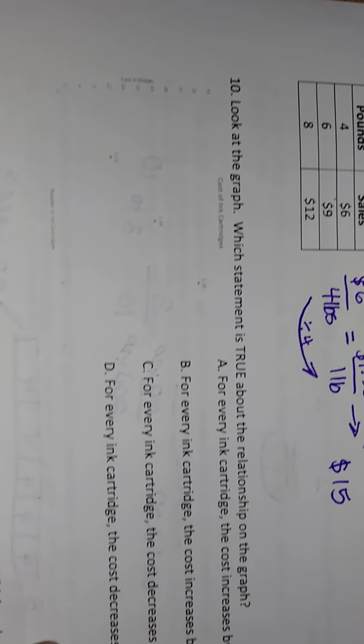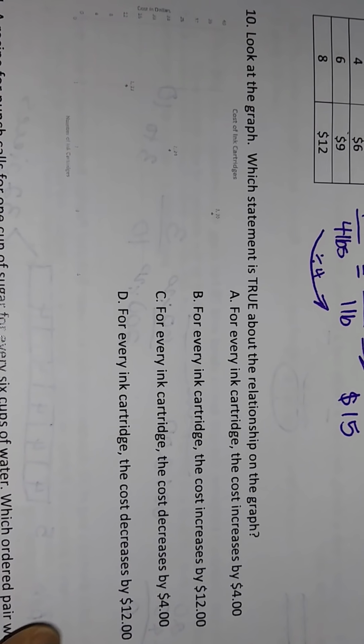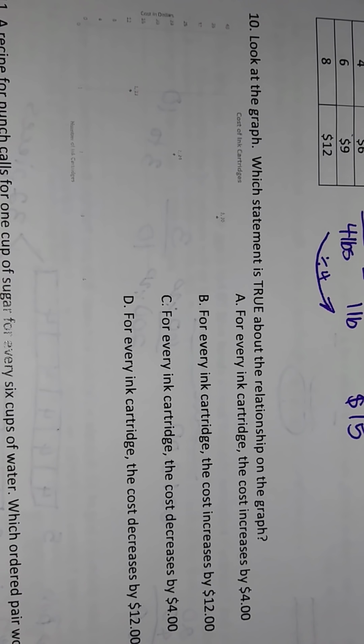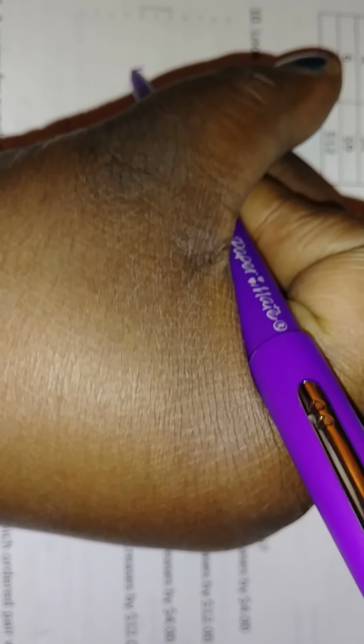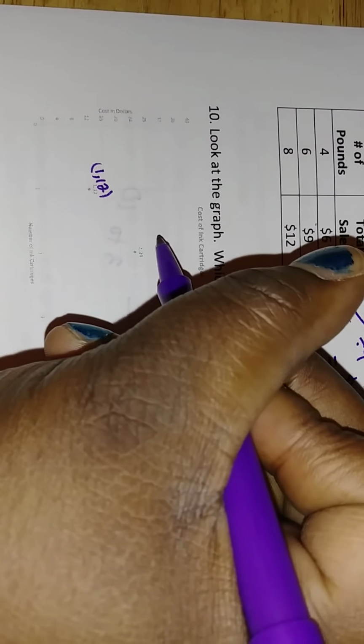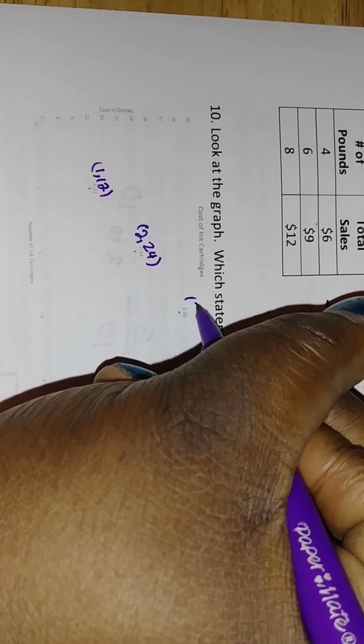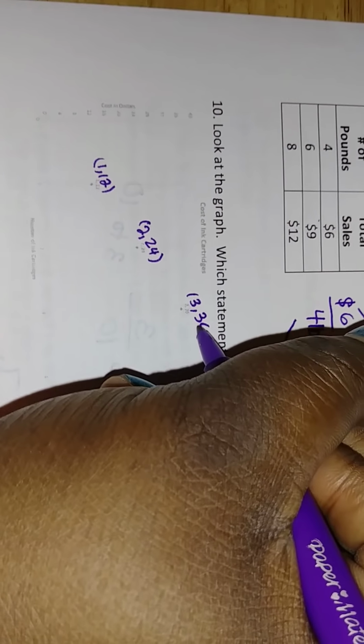All right, let's look at the next one. Look at the graph. Which statement is true about the relationship on the graph? This one printed it a little weirdly. So in class, I gave you the points. This first point was 1, 12. The next point was 2, 24. And the last point was 3, 36.